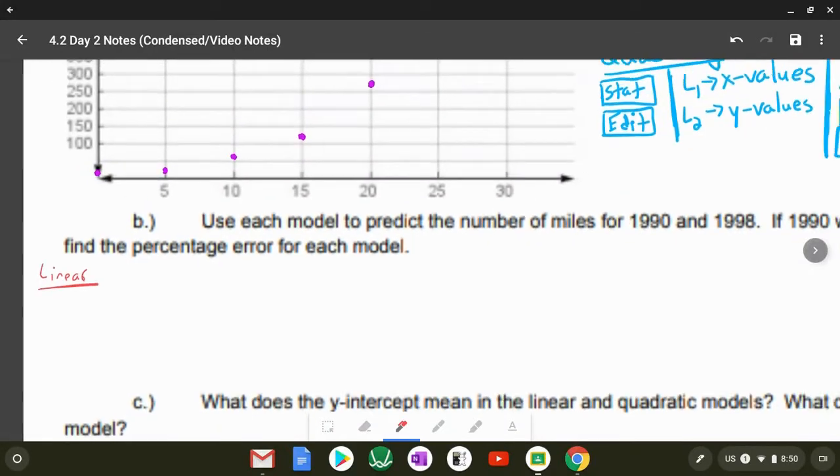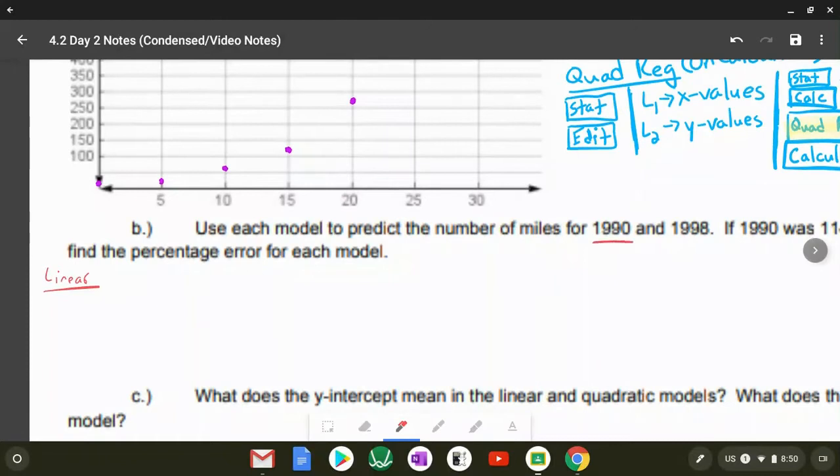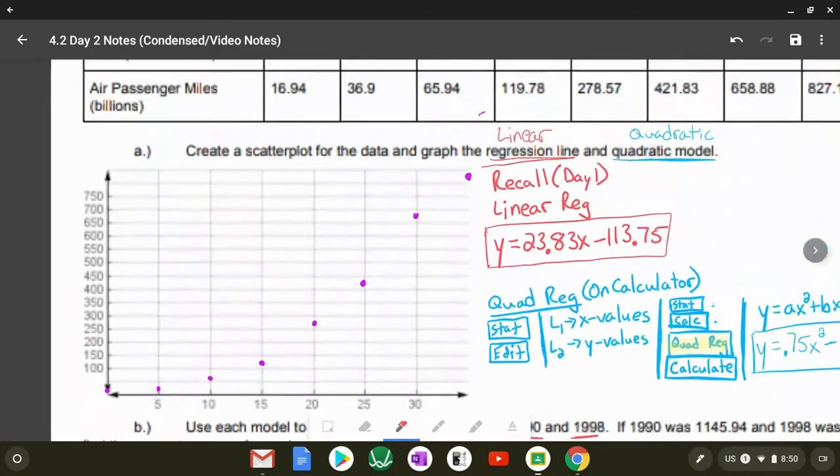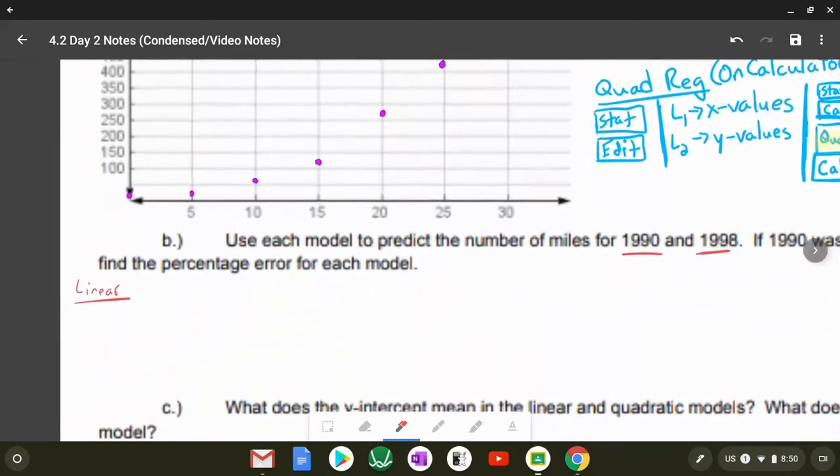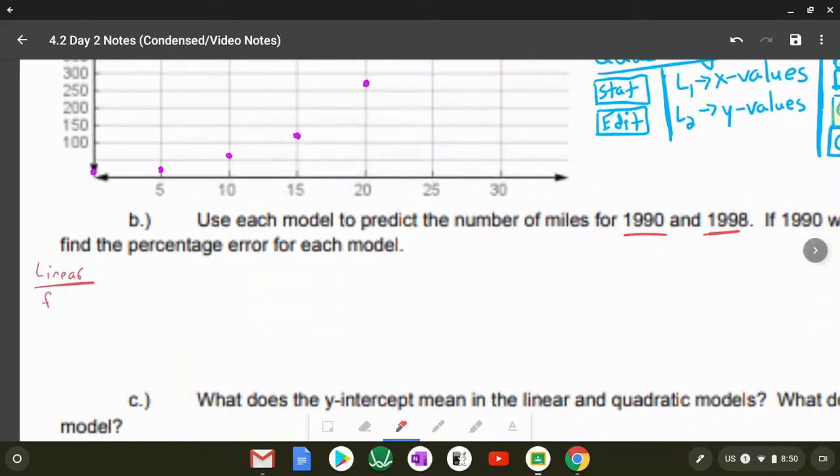prediction over here. So if we're looking for 1990 and 1998, we got to look at our data table. It's telling us that x equals 0 represents the year 1950. So if we're looking for the year 1990, then we just got to find f of 40, because 1990 would be 40 years after 1950. So we plug in 40 for x, and then we would do the same, but we would plug in 48 for 1998.